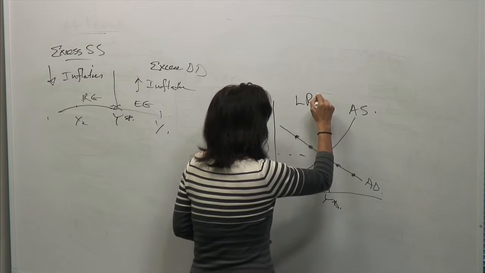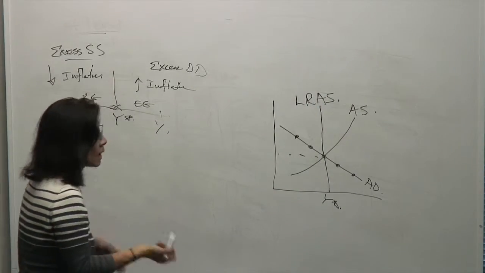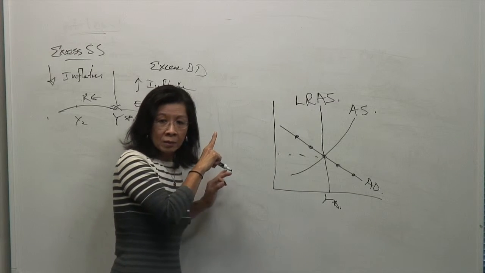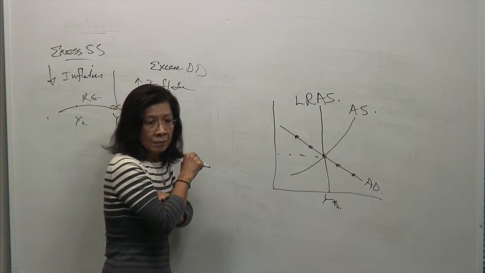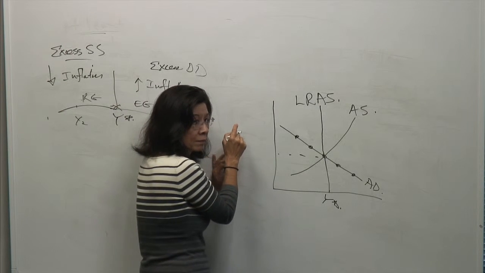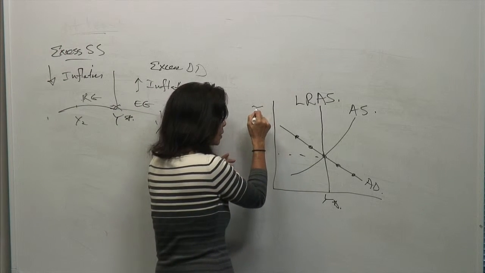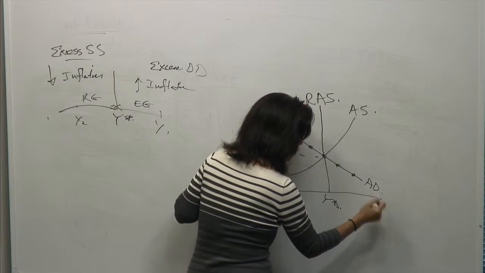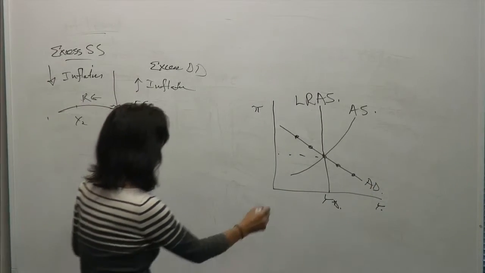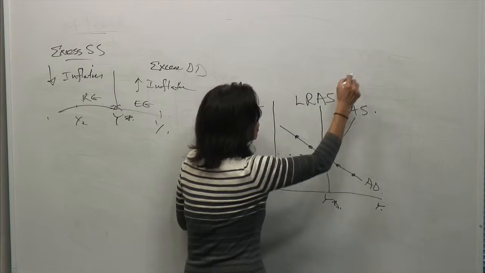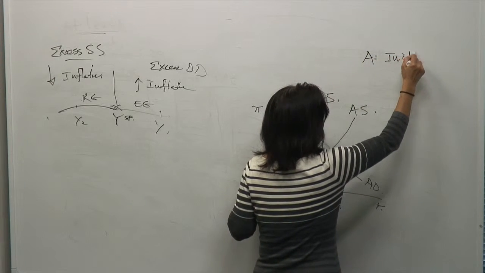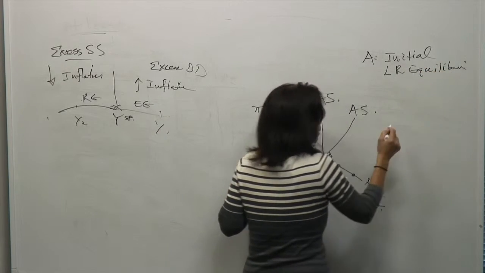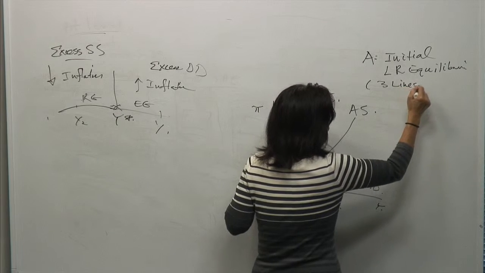We call this LRAS. It stands for long run aggregate supply curve. And I want you to tell me what's on the y-axis, what's on the x-axis. So on the y-axis is? Very good, you're paying attention. Note that it's not PAE, but it's your inflation rate, and here is your output or income. Very good. So point A here has a very special name, known as initial long-run equilibrium. And I want to emphasize that three lines intersect.